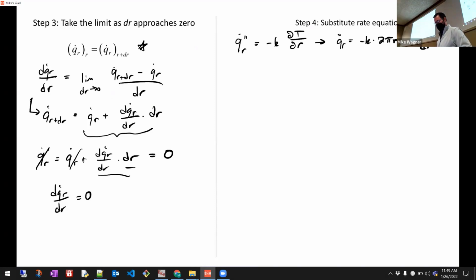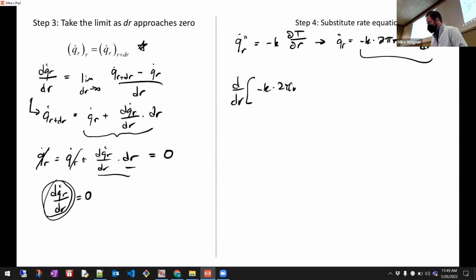Let's see, moving through this, there's a minute left, so I'll just go through this quickly. I think you've seen it before. This substitutes back into the equation over here. So we end up with d/dr of minus k times 2πrL dT/dr equals 0.